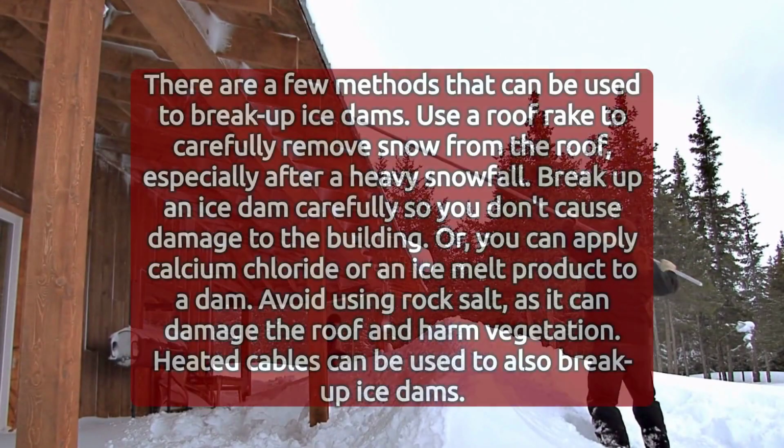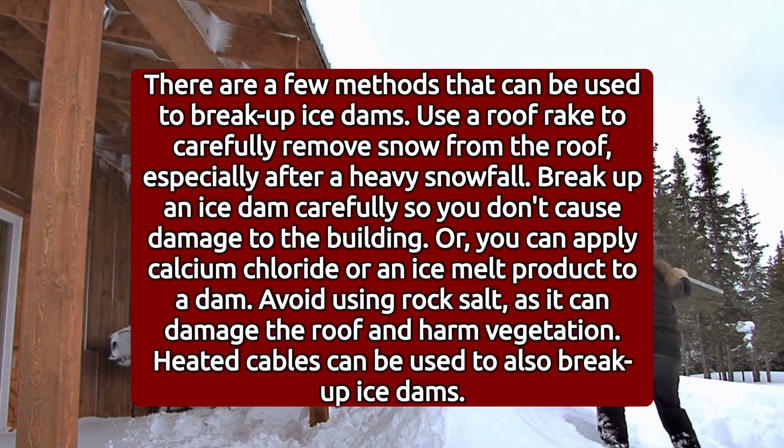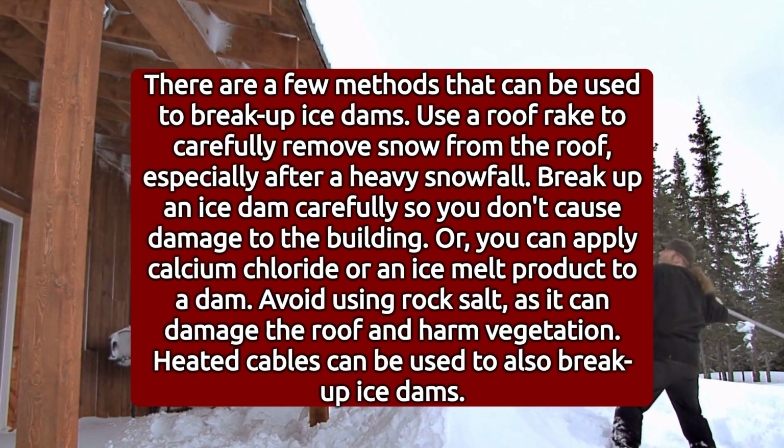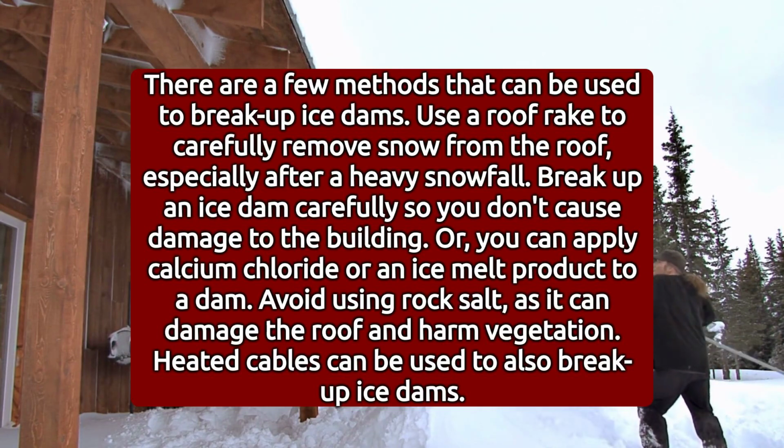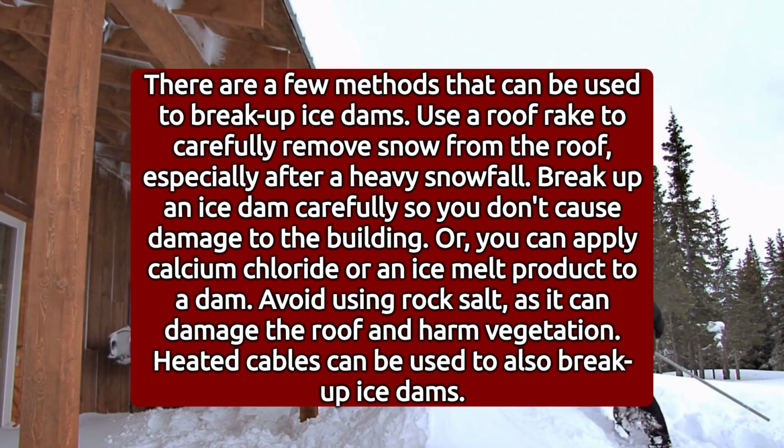There are a few methods that can be used to break up ice dams. Use a roof rake to carefully remove snow from the roof, especially after a heavy snowfall. Break up an ice dam carefully so you don't cause damage to the building. Or you can apply calcium chloride or an ice melt product to a dam. Avoid using rock salt as it can damage the roof and harm vegetation. Heated cables can also be used to break up ice dams.